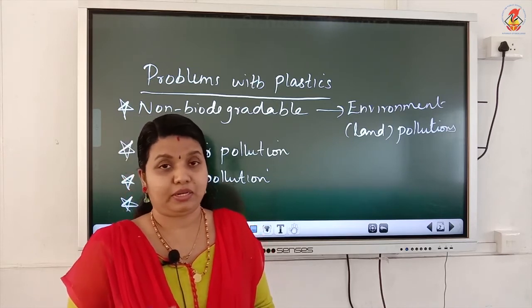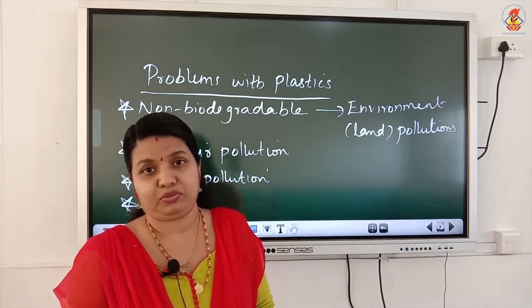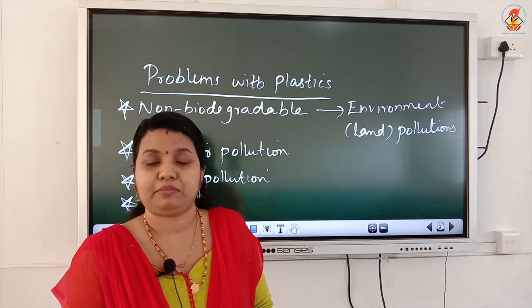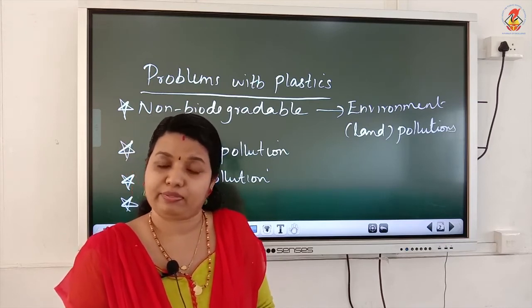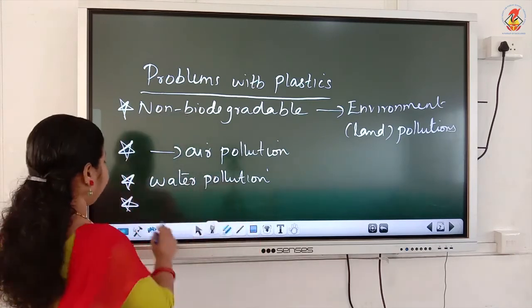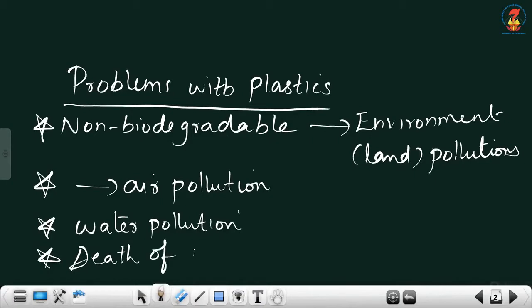Okay, so it is our duty to make sure that food waste and plastic waste are never mixed together. If plastic waste is eaten by animals, it can choke their respiratory system and result in the death of these animals. So these are the problems associated with excessive use of plastics.